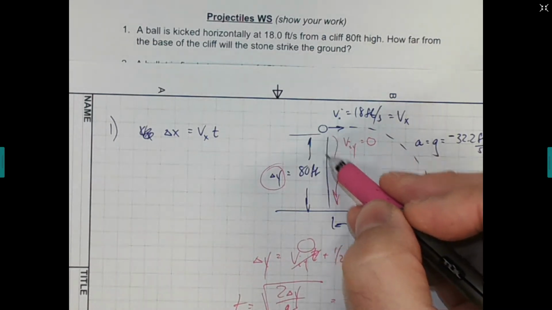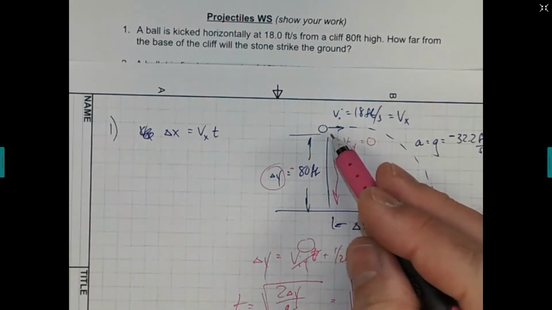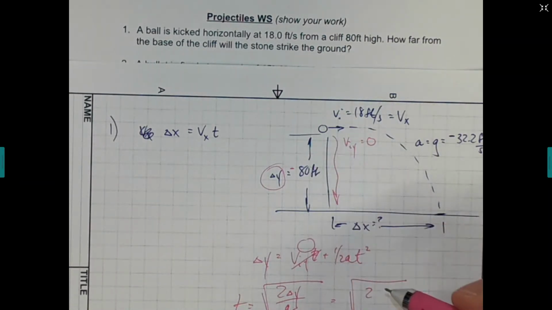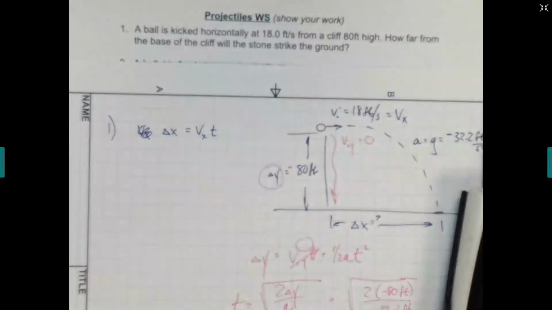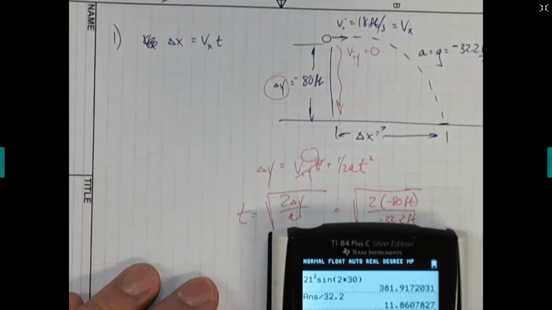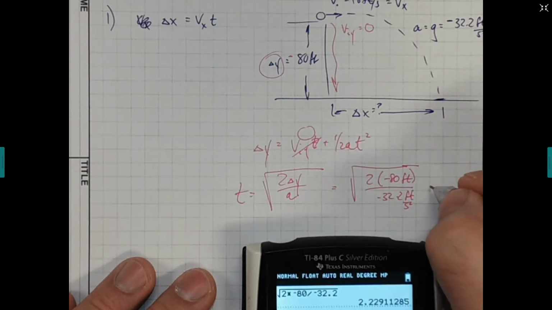If I start up here, I'm actually going down 80 feet. So I'm going to make that a negative because I'm counting this as my initial spot, and I'm going to head down. So I'm going to go down this negative 80 feet, and then the negative 32.2 feet per second squared. Now I get my calculator out and solve all this. We have the square root of 2 times negative 80 divided by negative 32.2, and we have 2.2 seconds.